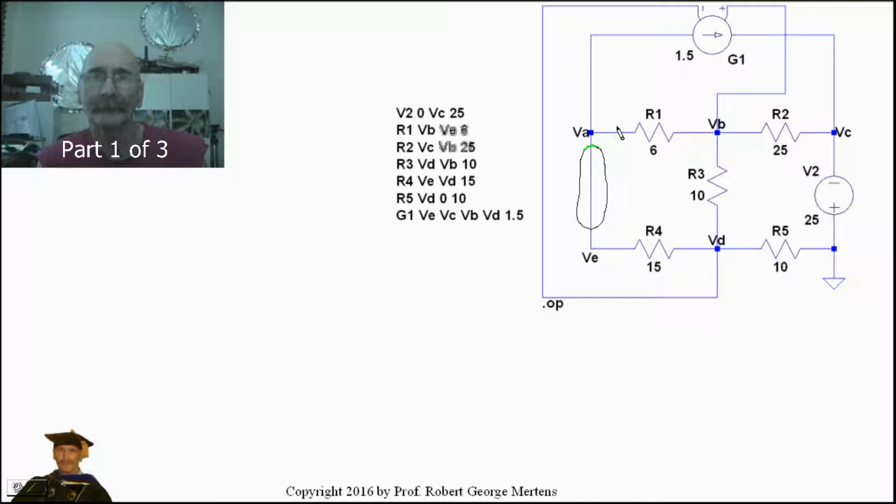and I'm going to write those. I'm going to write those out now. So the first node we're going to look at is going to be VA. Okay, so we're going to look at VA, and we're going to look at all the currents going away from VA.